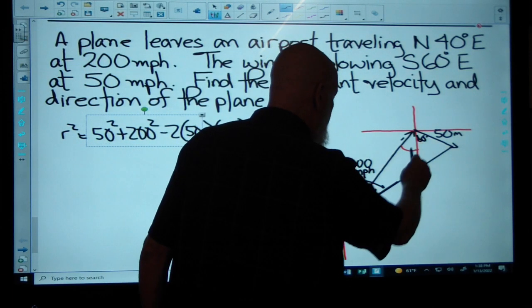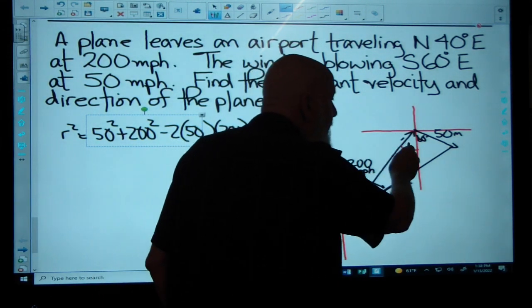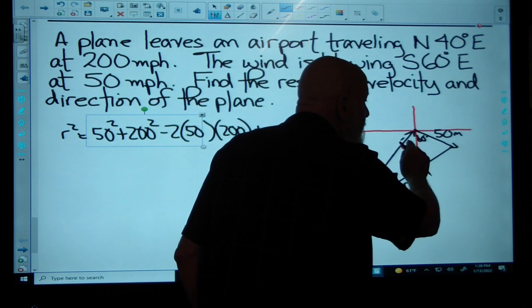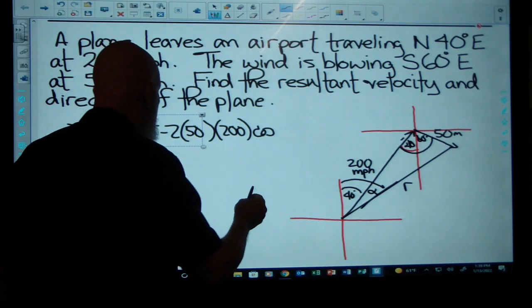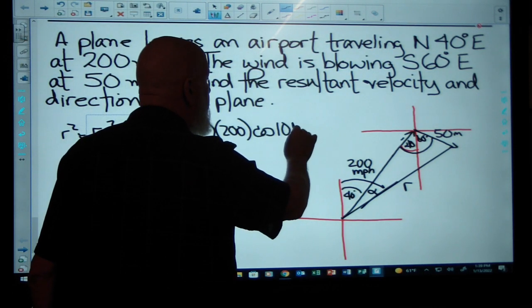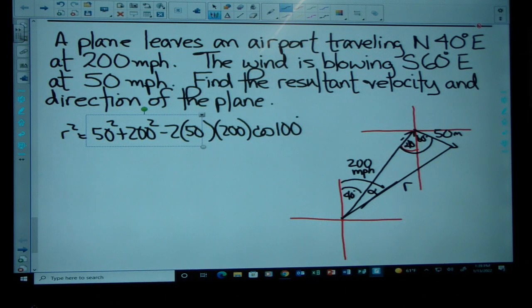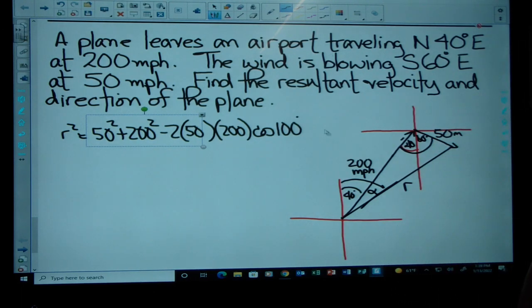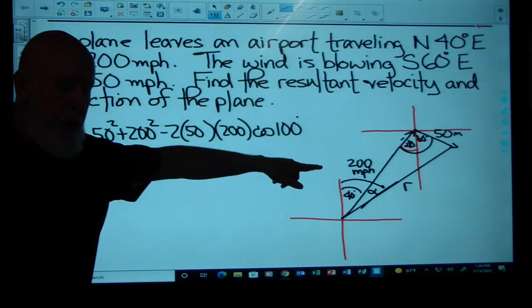of, let's see, if this is 40, these two lines are parallel. If that's 40, that's 40 also. And if this is a rotation of 60, this angle right here is 100 degrees. This angle right here is 100 degrees, so I'm going to call it 100 degrees. Cosine of 100 degrees. And I'm going to see if I can get rid of that little box. And maybe I can, maybe I can't. There we go. So this is the law of cosines. It will give me r.